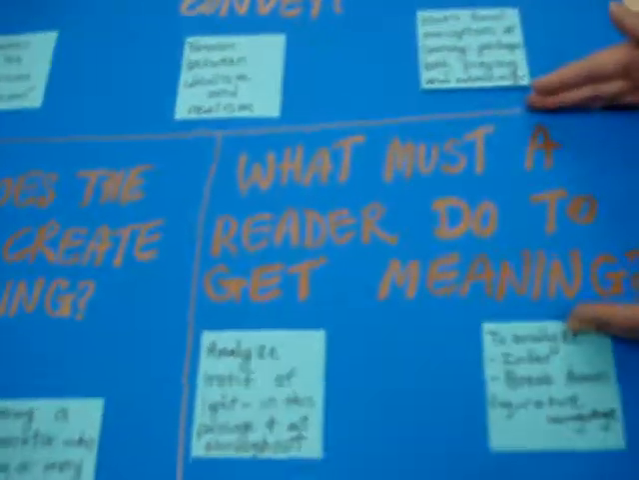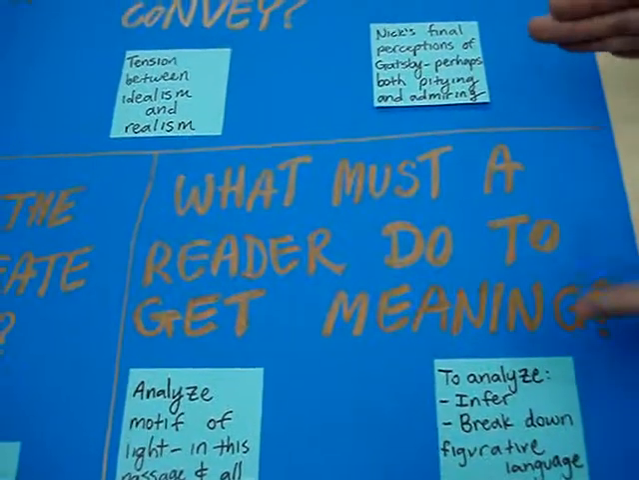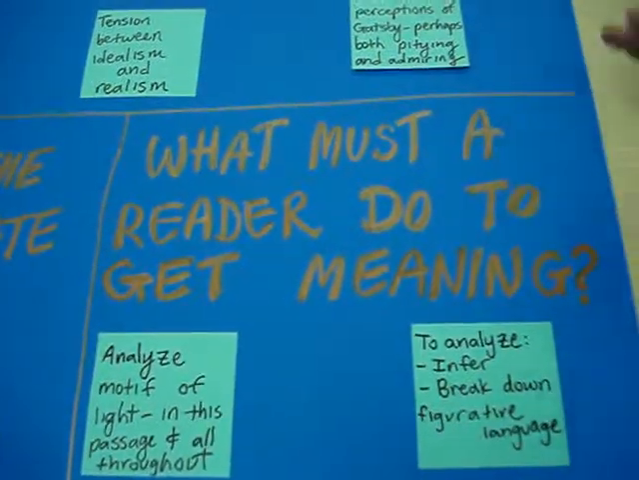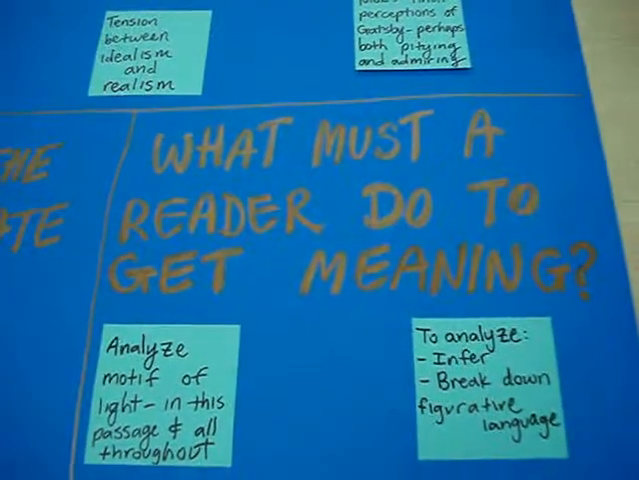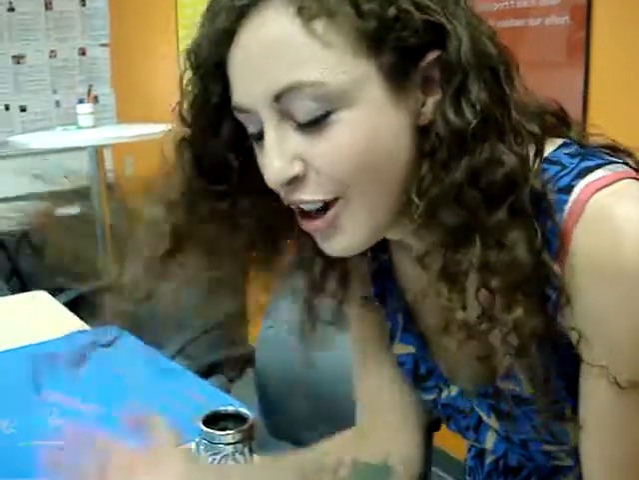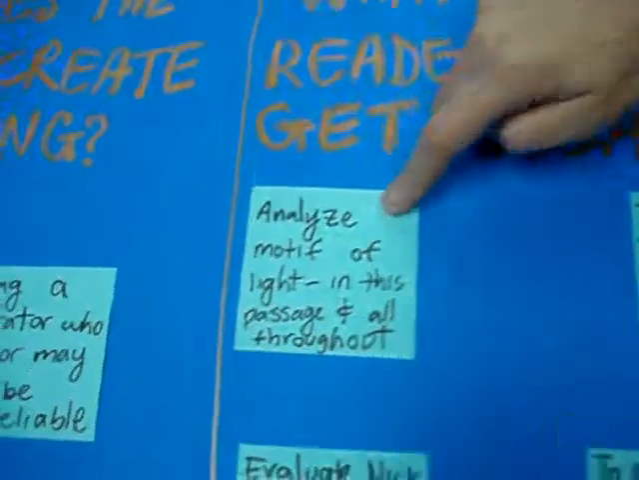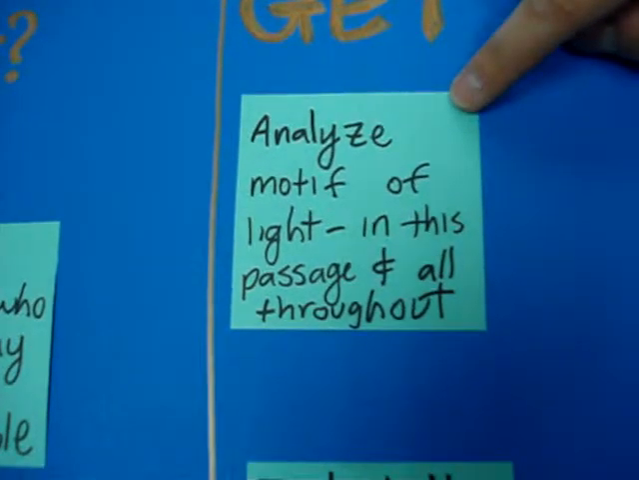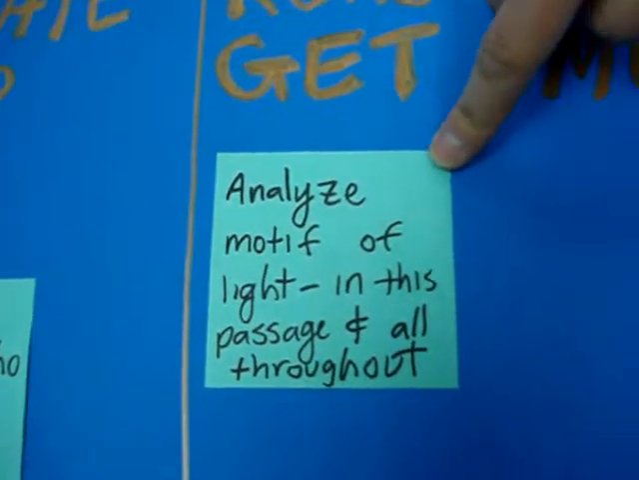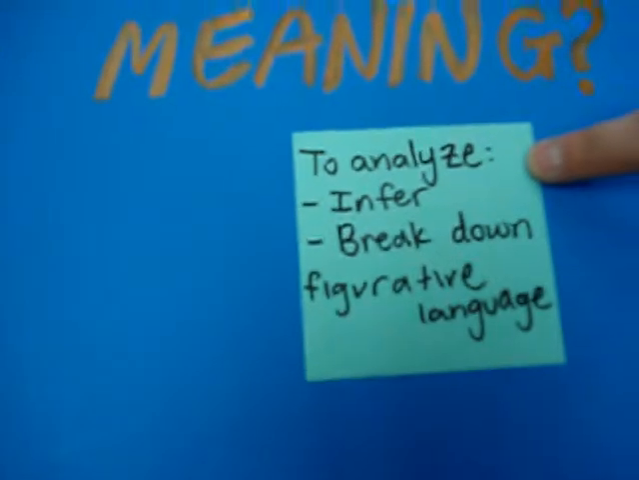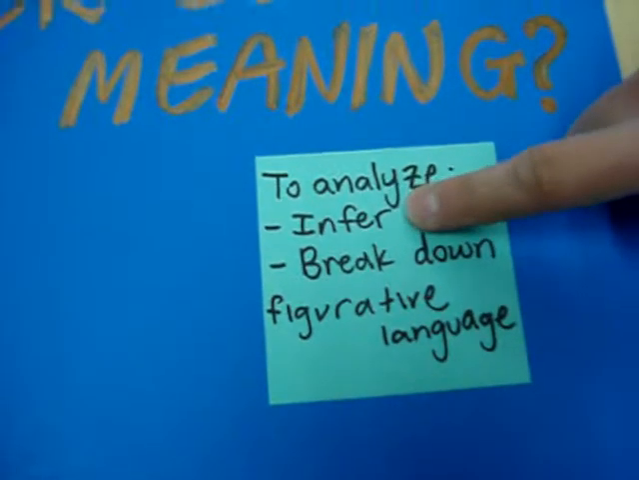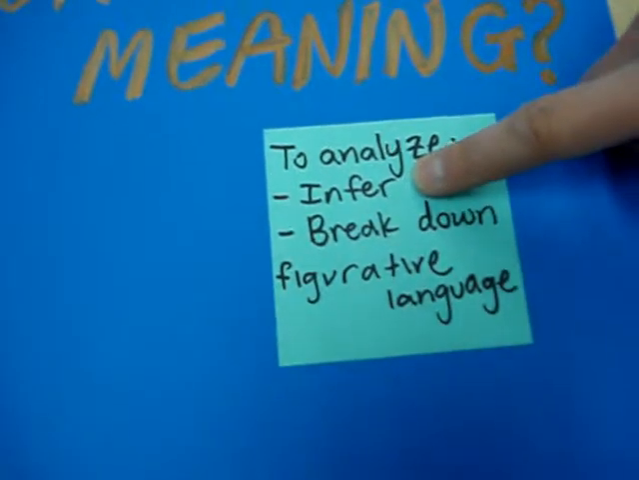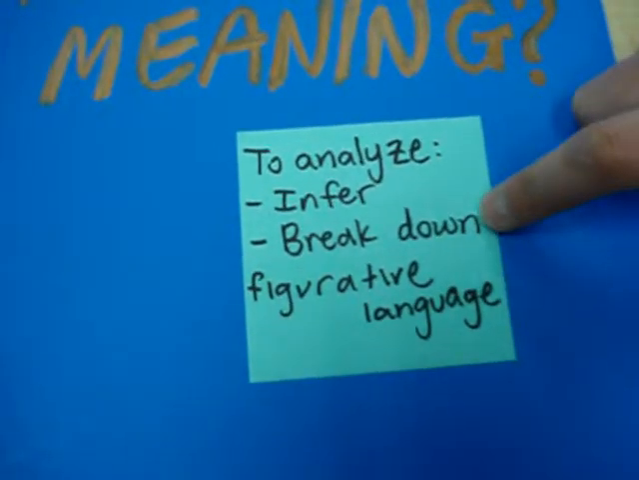So finally, then we have to say, what must a reader do to get at this meaning, right? What do my students need to be thinking about? And I've pulled out just a few here because, and I love this book so much, there are so many ways you could go with this, right? But one is we can analyze the motif of the light in this passage and all throughout. And in order to do that analysis, our students need to be making inferences, right? They need to be thinking beyond the literal and getting into, like, what is this figurative language saying? They need to be able to really break that down.